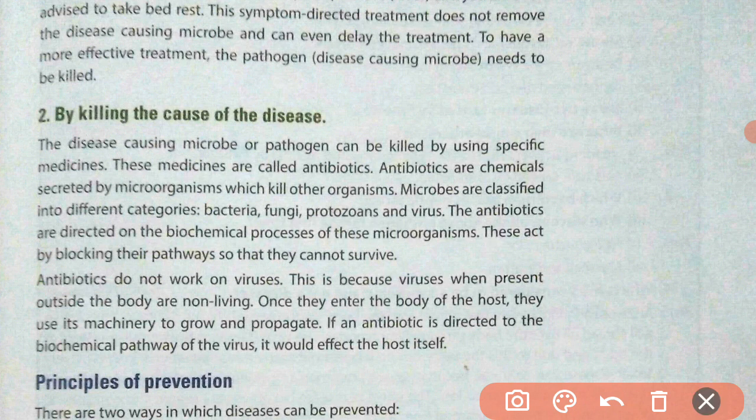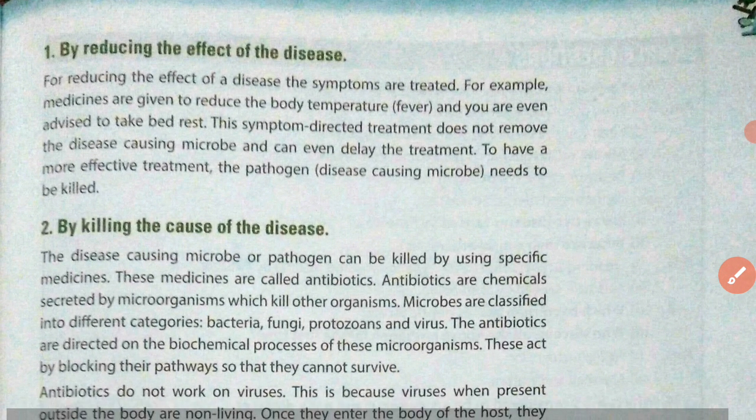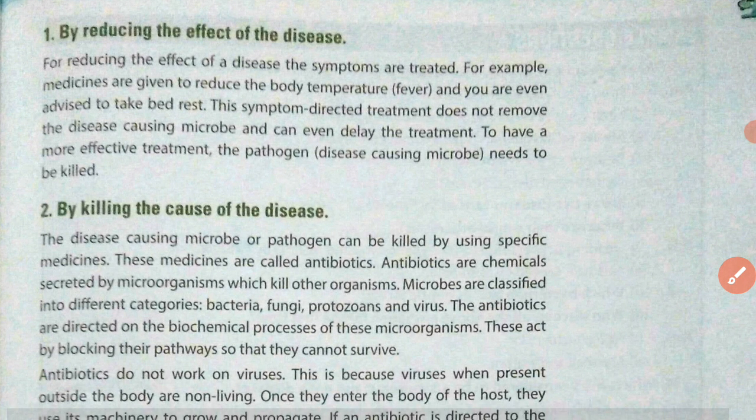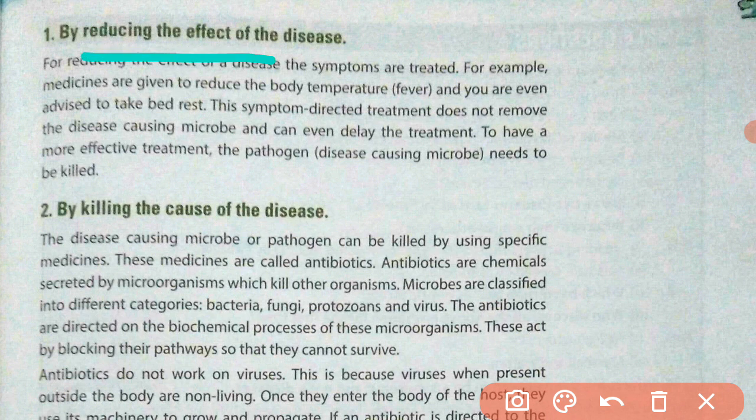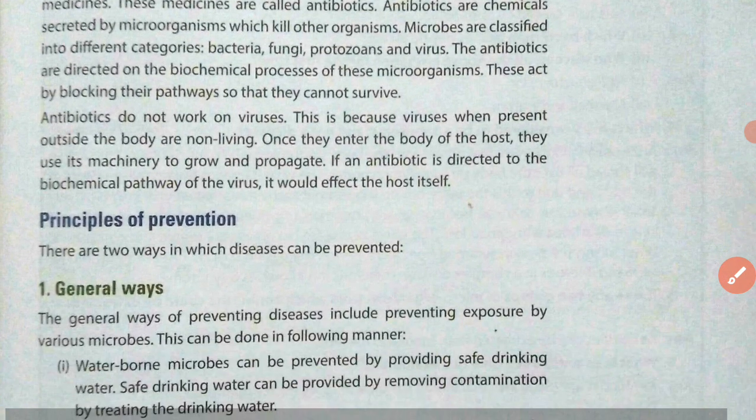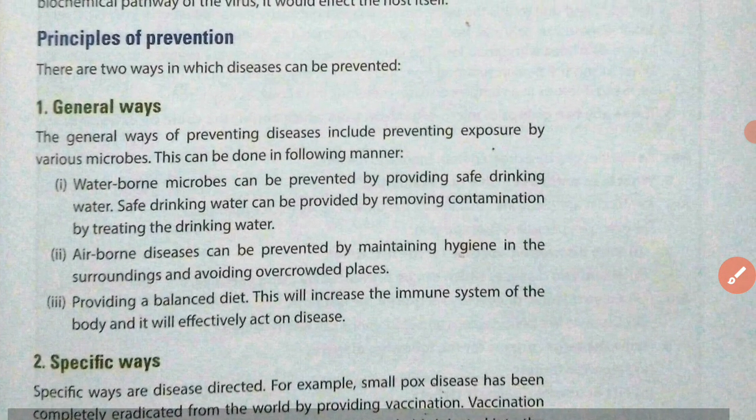So basically, there are two main methods, principles of treatment. In the first method we reduce the effect of the disease, and in the second method we kill the causative agent to cure the disease permanently. So this is all about the principles of treatment. Now we will talk about the principles of prevention.